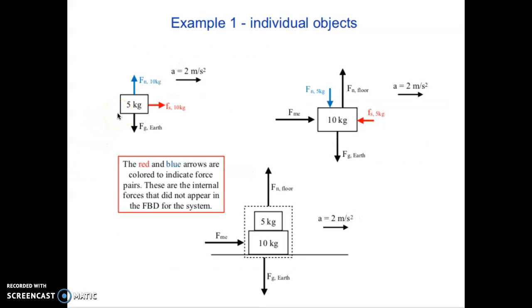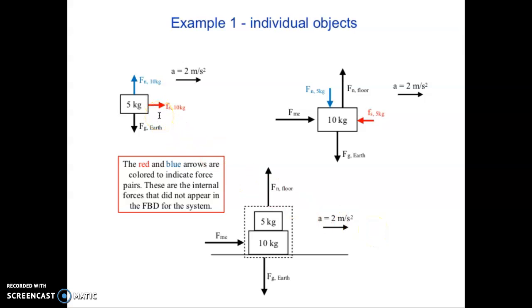Looking at the 5 kilogram box by itself, Earth exerts a downward force of gravity. The 10 kilogram box exerts an upward normal force. And there is a force of static friction exerted by the 10 kilogram box. The 5 kilogram is accelerating to the right. We see that from the original problem.